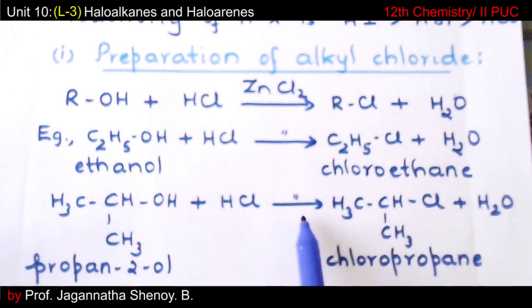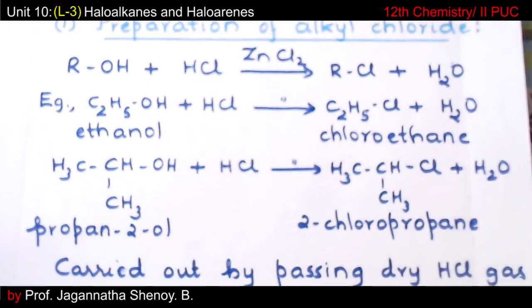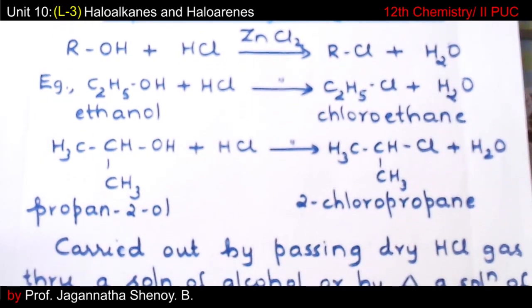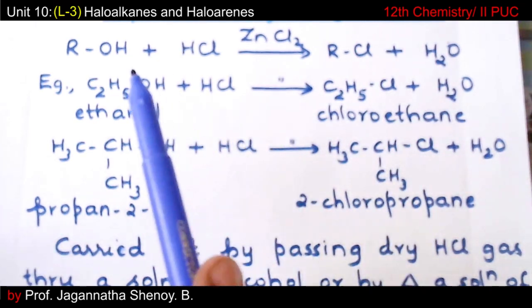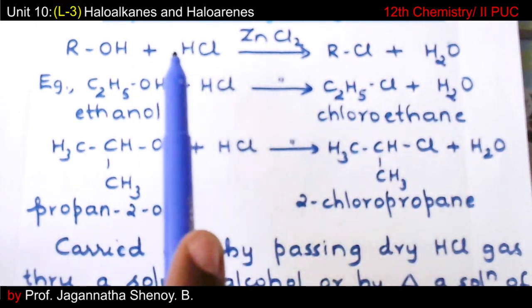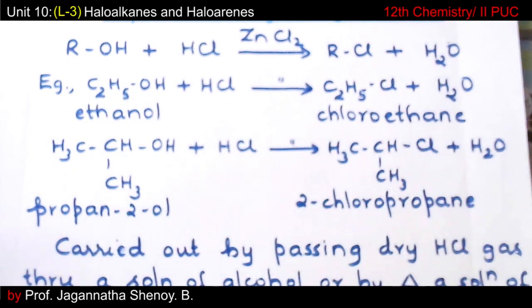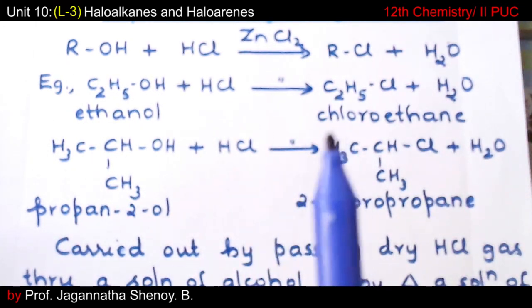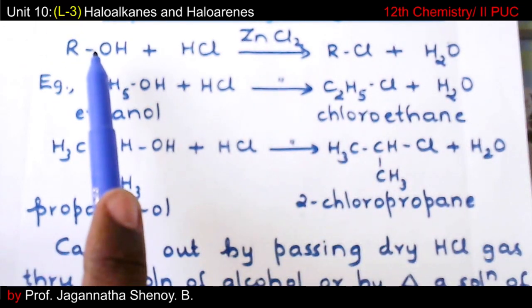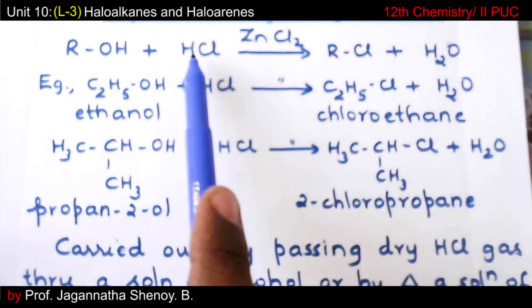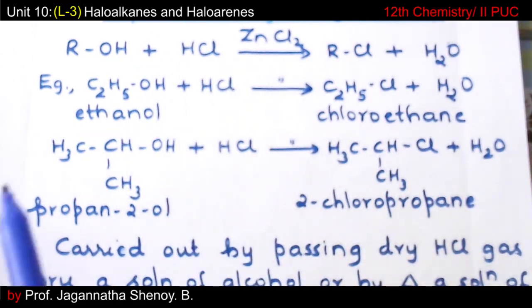In presence of zinc chloride, we get isopropyl chloride and water. Now, how do we actually carry out the reaction? This is not required from the examination point of view. What we can do is pass dry HCl gas through a solution of alcohol, or heat a solution of alcohol in concentrated aqueous HCl.